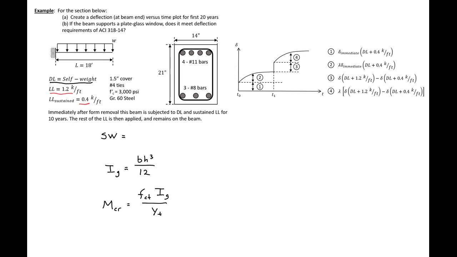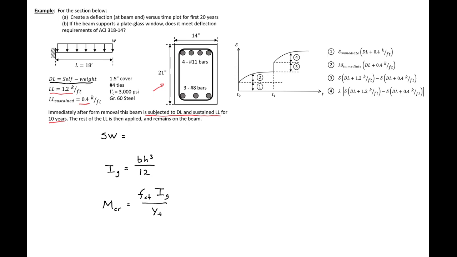Our section is shown here, with 4 number 9 bars in tension and 3 number 8 bars in compression, 21-inch depth and 14-inch width. And we're told that immediately after the forms are removed, the beam is subjected to dead load and the sustained live load. So that's our immediate loading, and this is for 10 years. Then the rest of the live load is applied and remains on the beam.